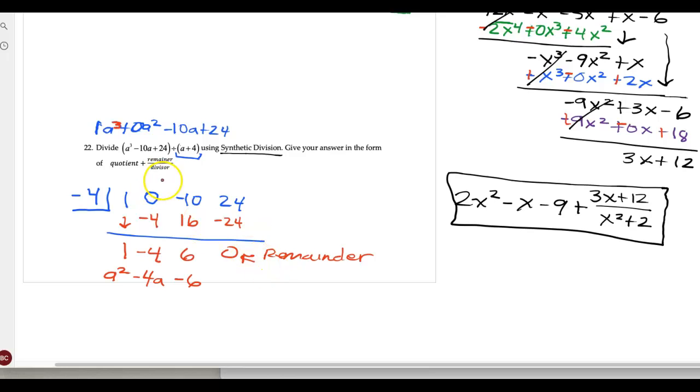So if you have a remainder 0, you don't need to write out this part like that. You can just leave your answer like this. If you do put it as plus 0 over a plus 4, again, I won't mark that wrong for you, but it's not necessary.